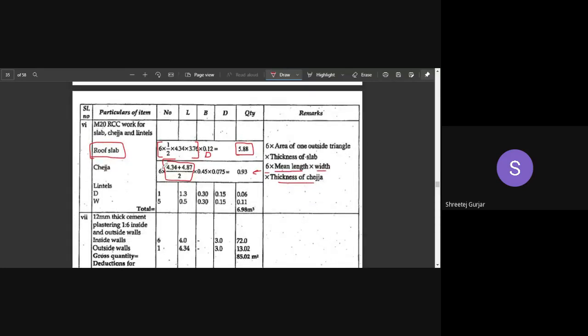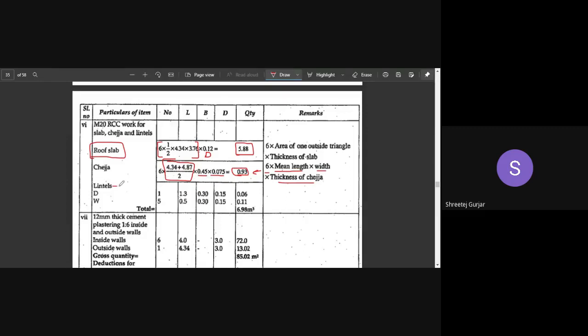So that is what we have done here. So 6 number, right? 6 faces we have. So what we have done, we have taken 6 number of faces into our mean length into your width, and then thickness of your chhajja. So this is the quantity in meter cube you get.